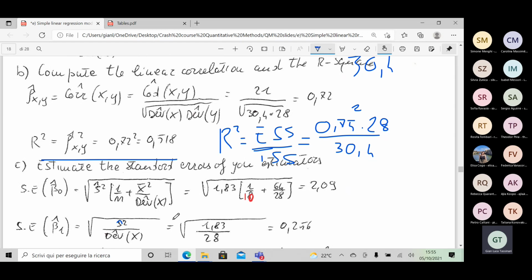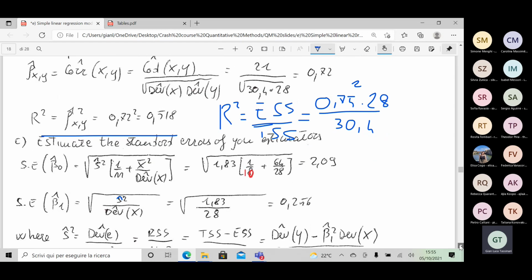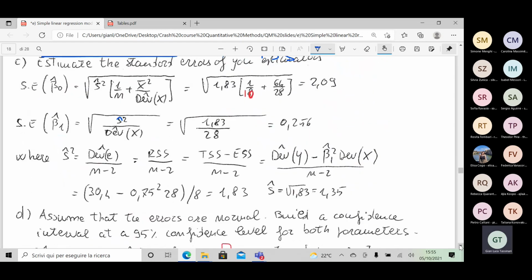To get s square, if you remember, s square is the variance of the residual. I repeat, s square is the variance of the residual. The variance of the residual is the deviance of the residual divided by n minus 2. The deviance of the residual is also called the residual sum of squares. Do we have the information that the residual sum of squares equals the sum of the squares of the e_i to the power 2? No. However, we have other information that allows us to get the residual sum of squares.